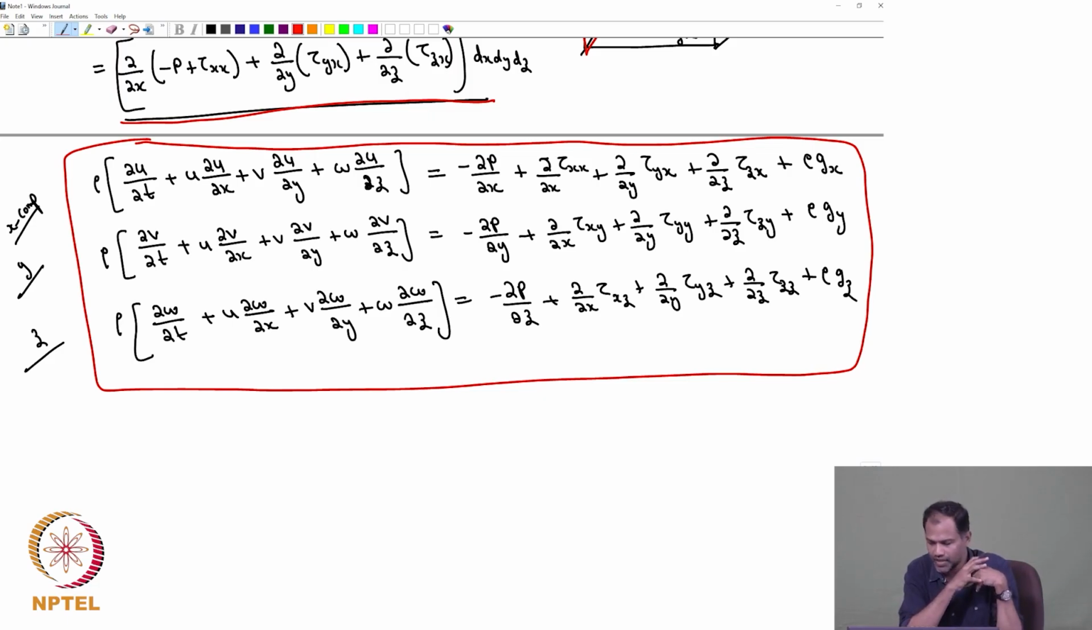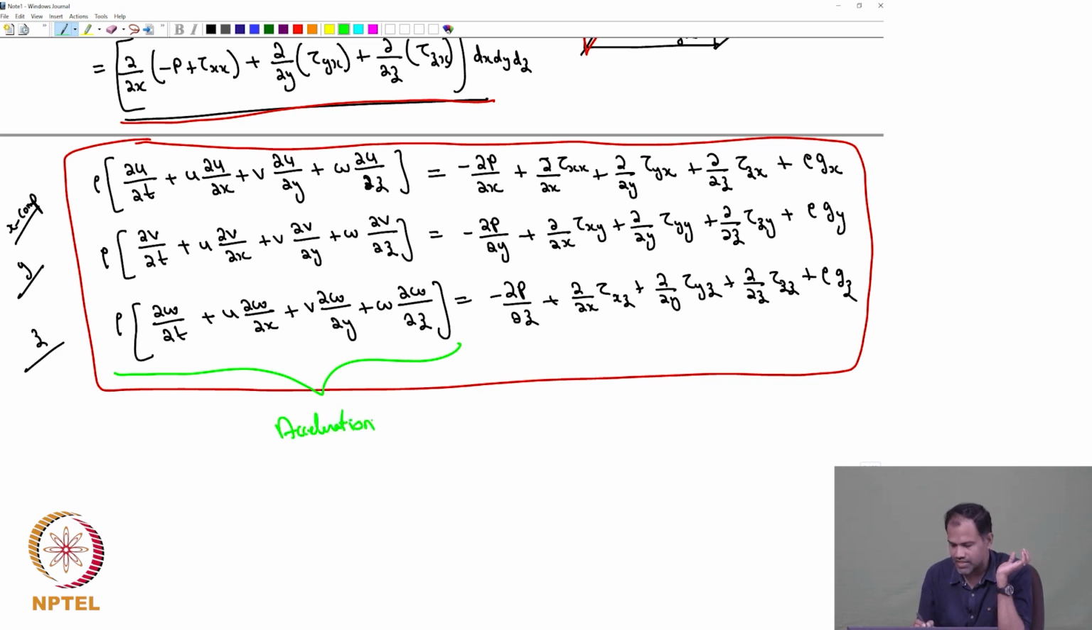It just looks complicated, but actually it is not. The left hand side is nothing but the substantial derivative of velocity, and the substantial derivative of velocity is nothing but acceleration. So, the left hand side really represents the acceleration, and if the left hand side is acceleration, the right hand side should be force. Remember, we have written it for unit mass.